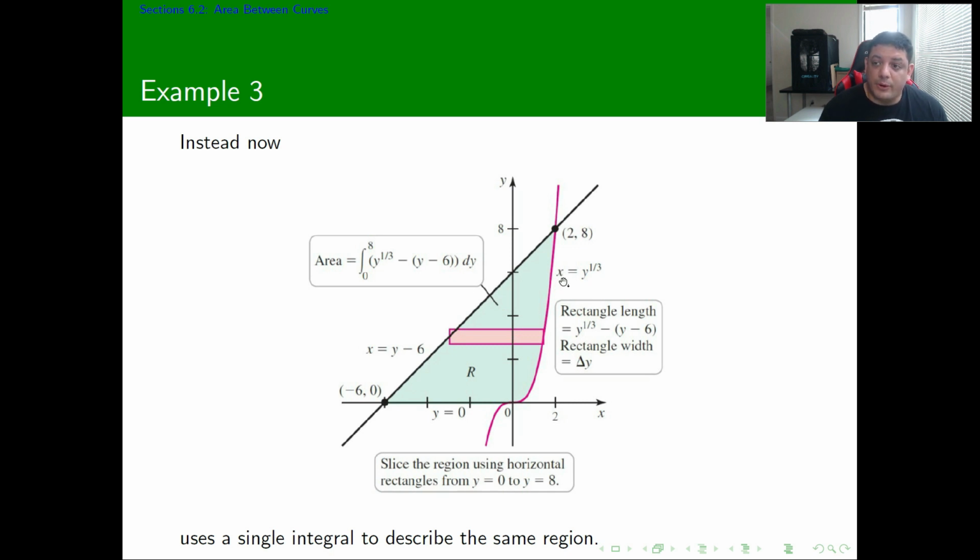I can transform y equals x cubed instead into x equals y to the 1 over 3. And I can transform y equals x plus 6 instead into x equals y minus 6. Now I can check the intersection points, and of course it's going to go from 0 to 8 in terms of y. And now the function on top is going to be y to the 1 over 3 minus y minus 6.